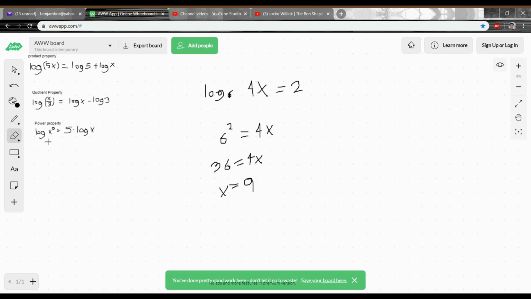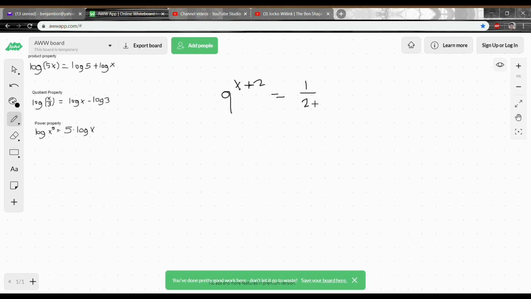So now let's do another. If we had 9 raised to the x plus 2 power, and we set that equal to 1 over 27, we want to figure out the best way to solve this.